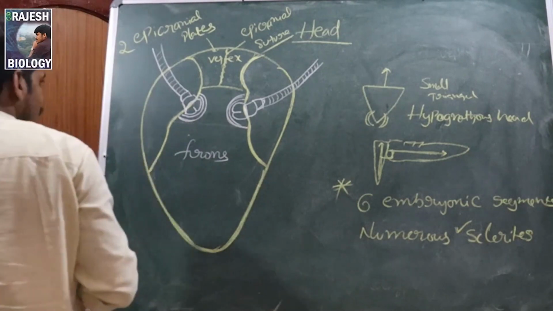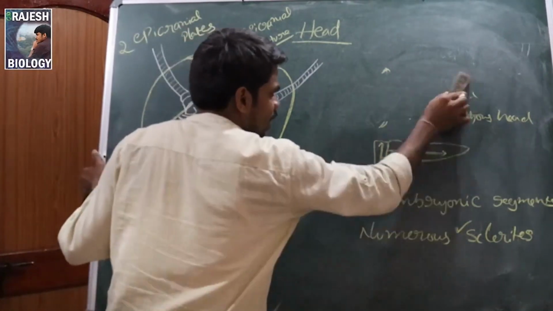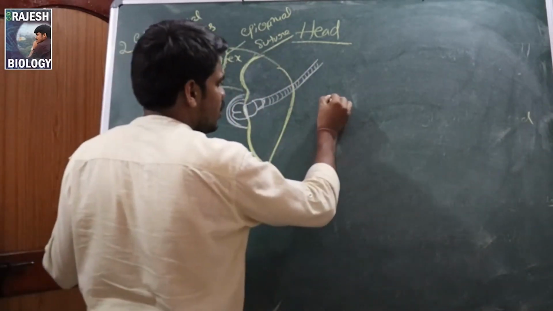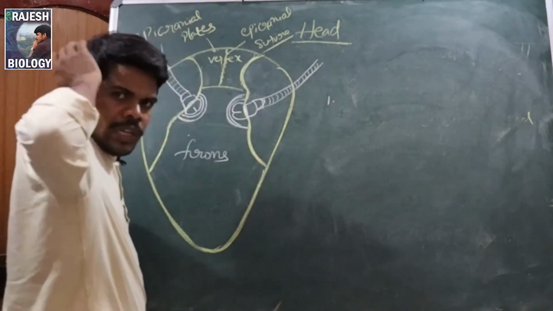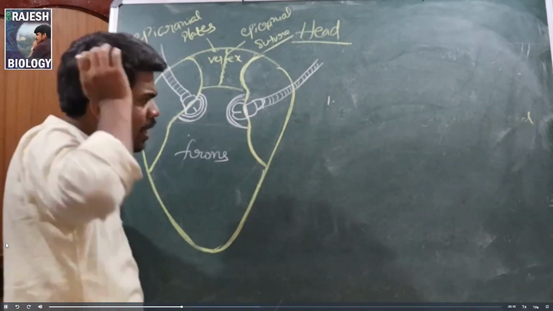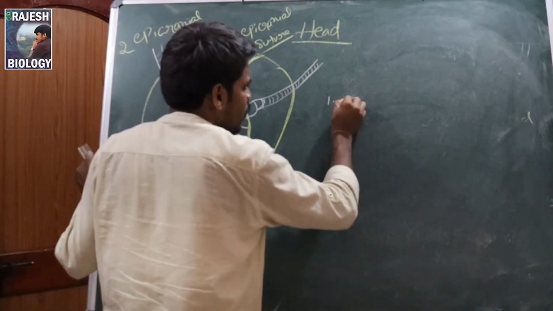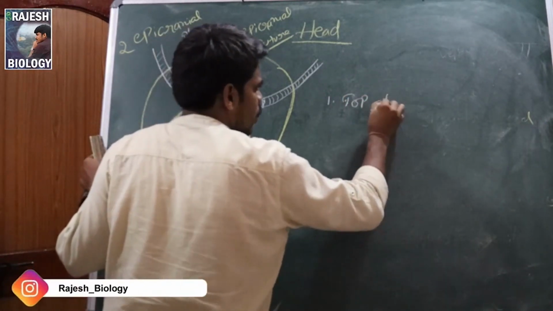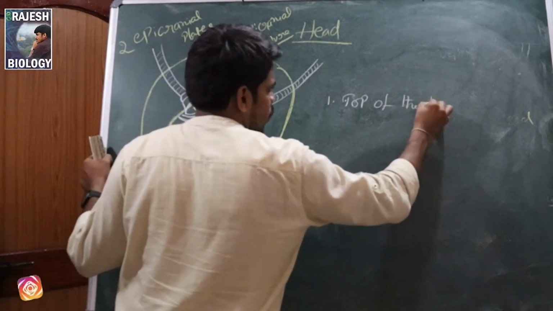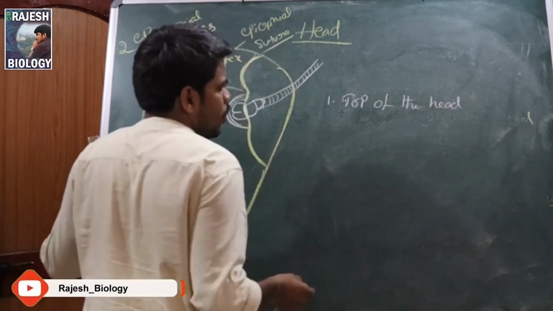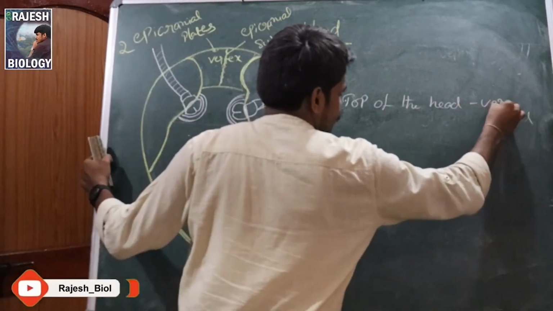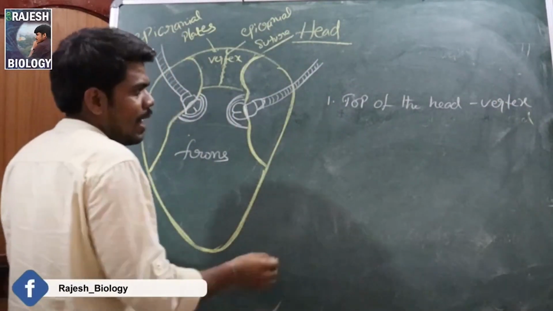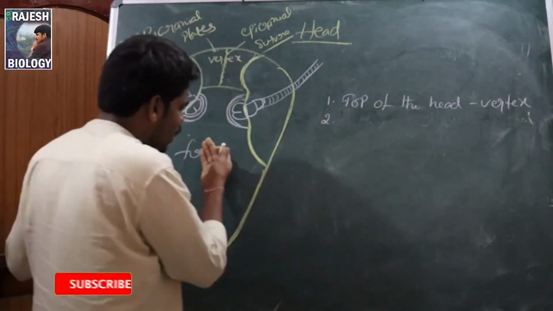So I'll do one thing, I'll write all the segments here instead of these diagrams. Remember the posterior or the first segment, the epicranium, that means the top of the head. Top of the head, vertex. Top of the head what? Vertex. And come to here, the frontal portion.